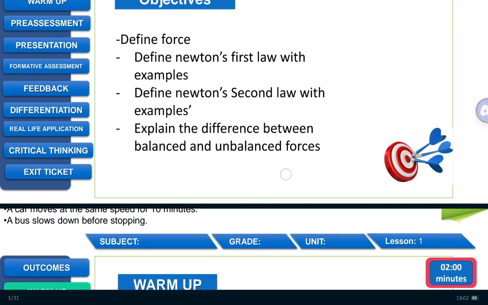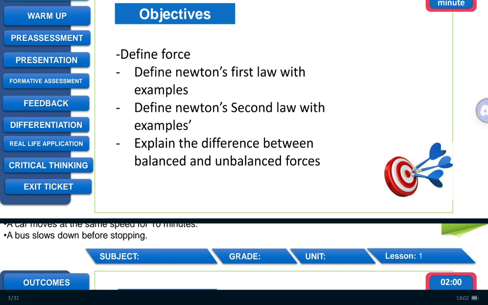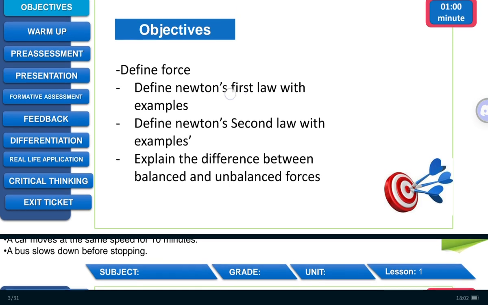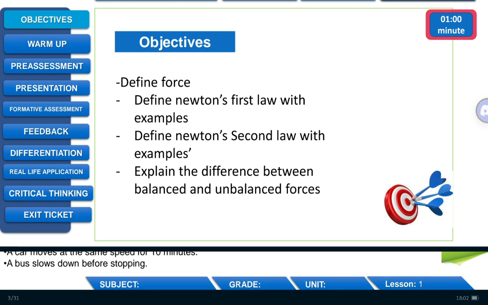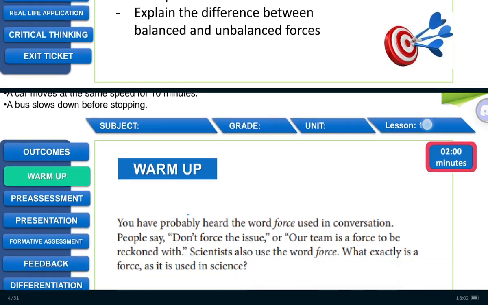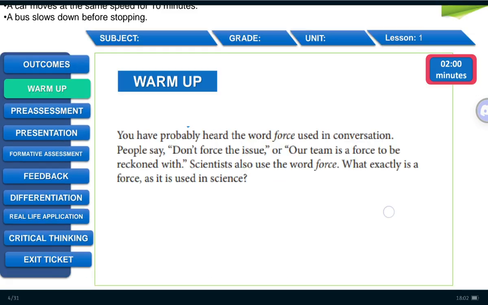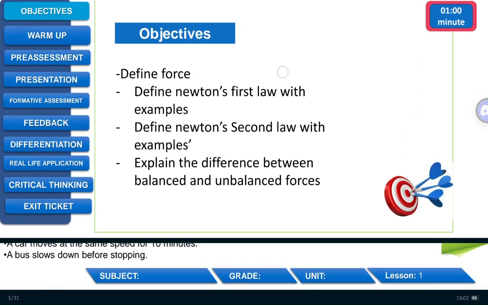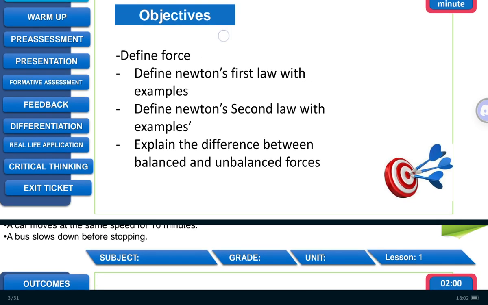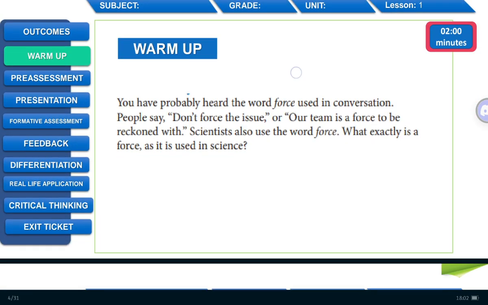Lesson 1. Define force. Define Newton's first law with examples. Define Newton's second law with examples. Explain the difference between balanced and unbalanced forces. So that is what we're going to be talking about today, and these are the objectives.